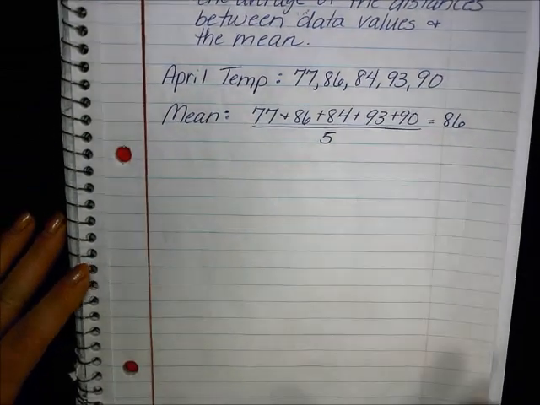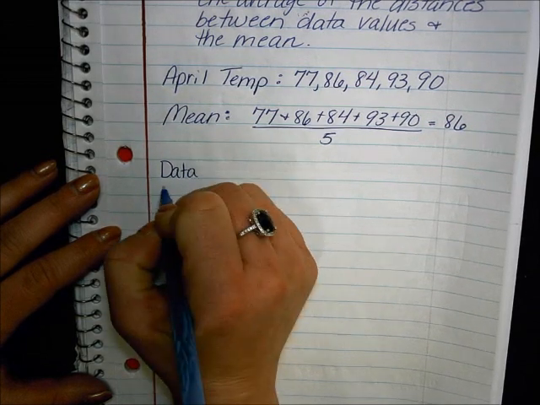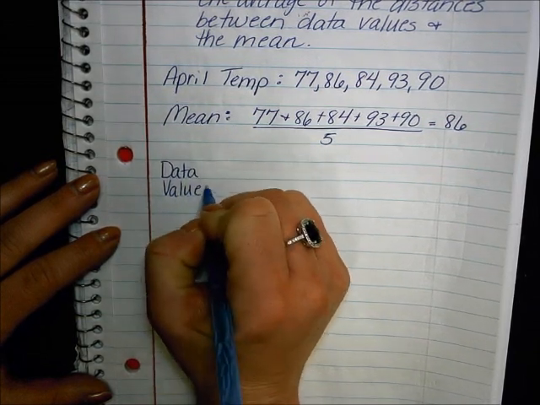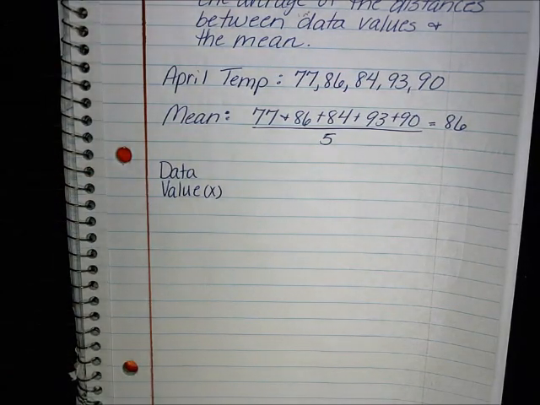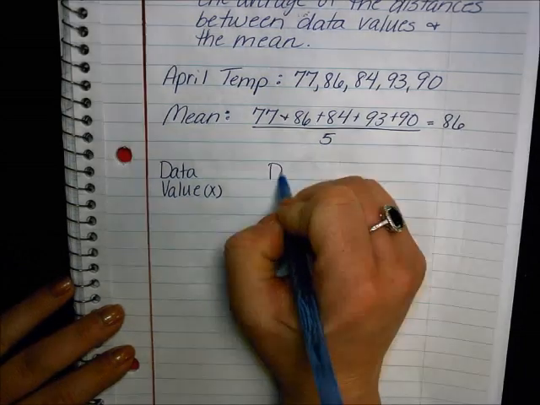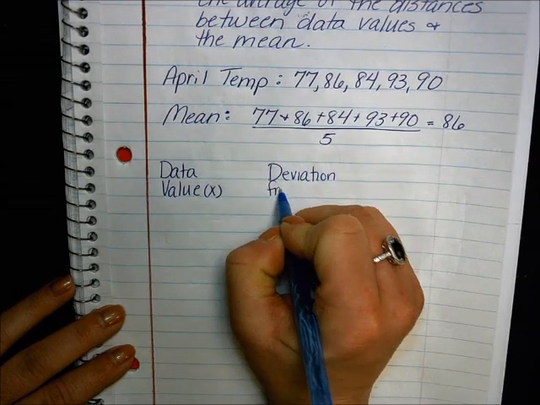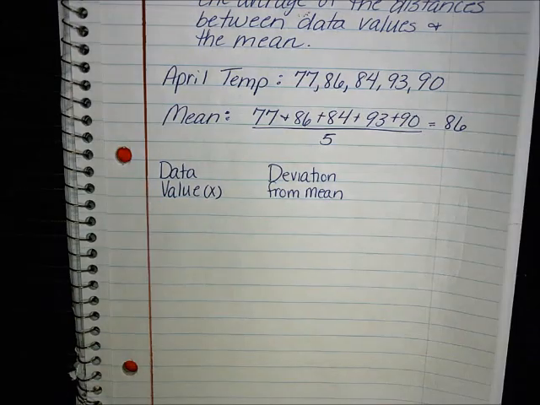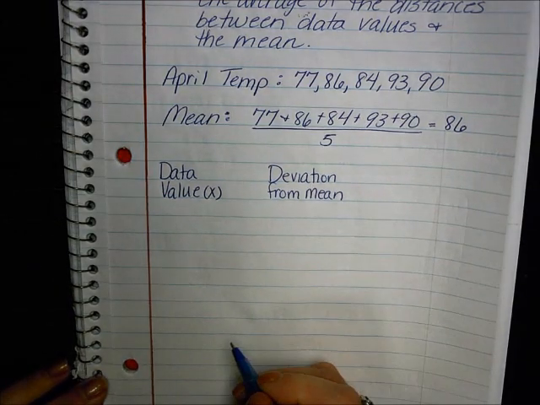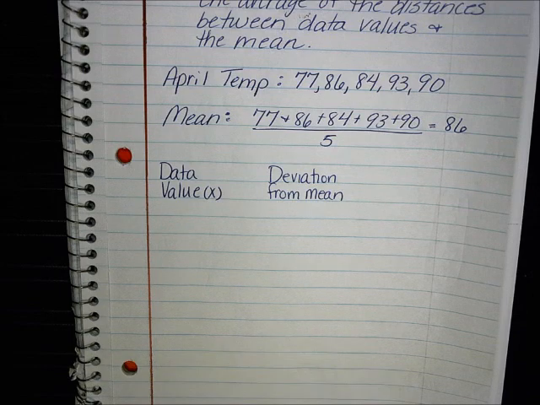So we're going to create a table. Make sure you have enough room to do this. The first thing that we need in our table is our data value. That would be our X, our input. Then we're going to find the deviation from the mean. So how far away from the mean is that number? Then we're actually going to do something to that distance.